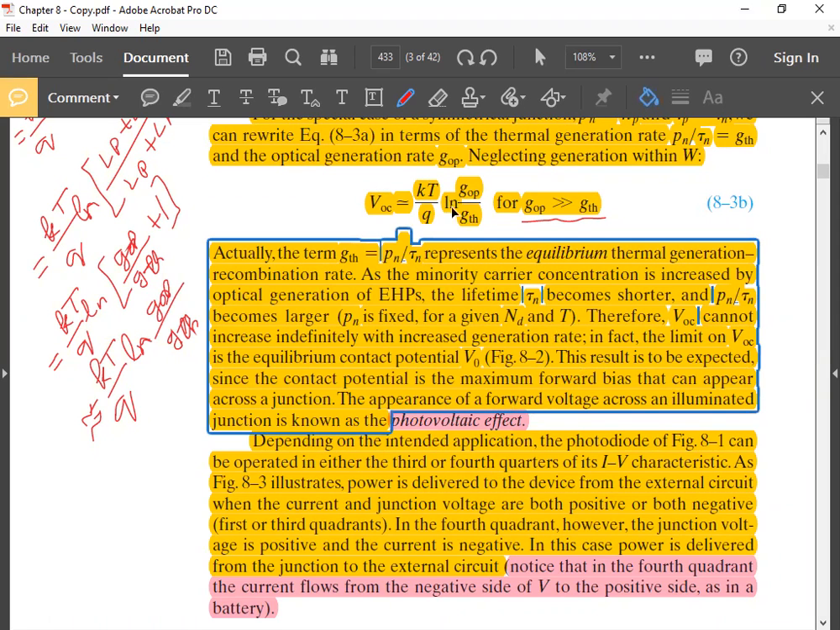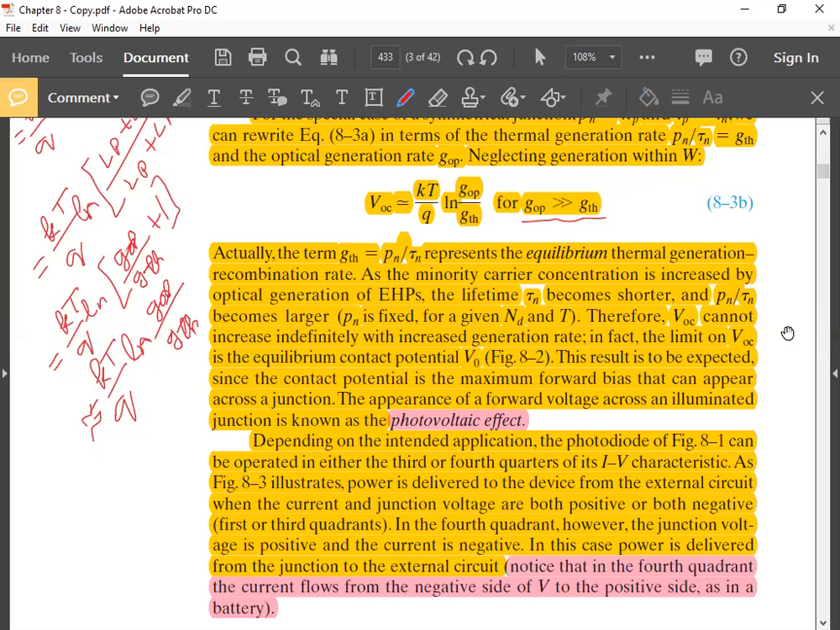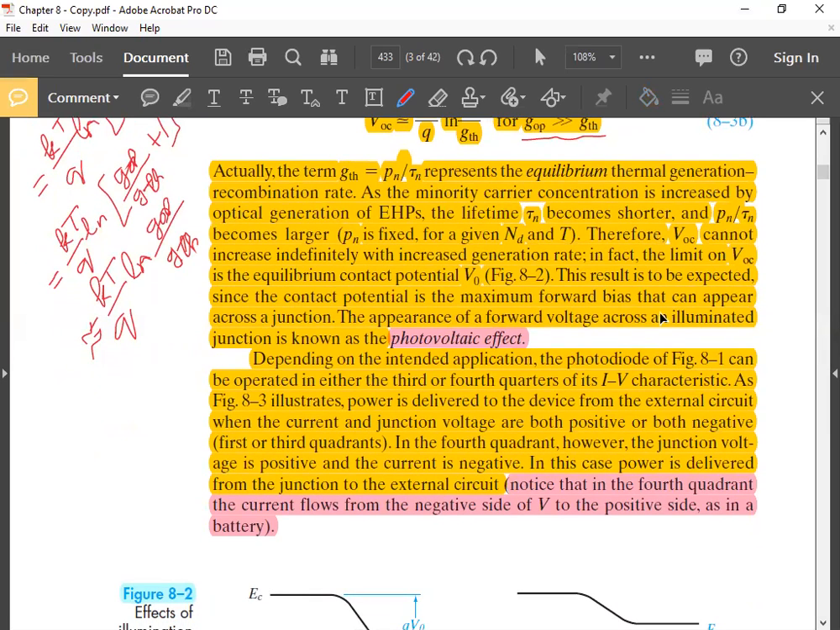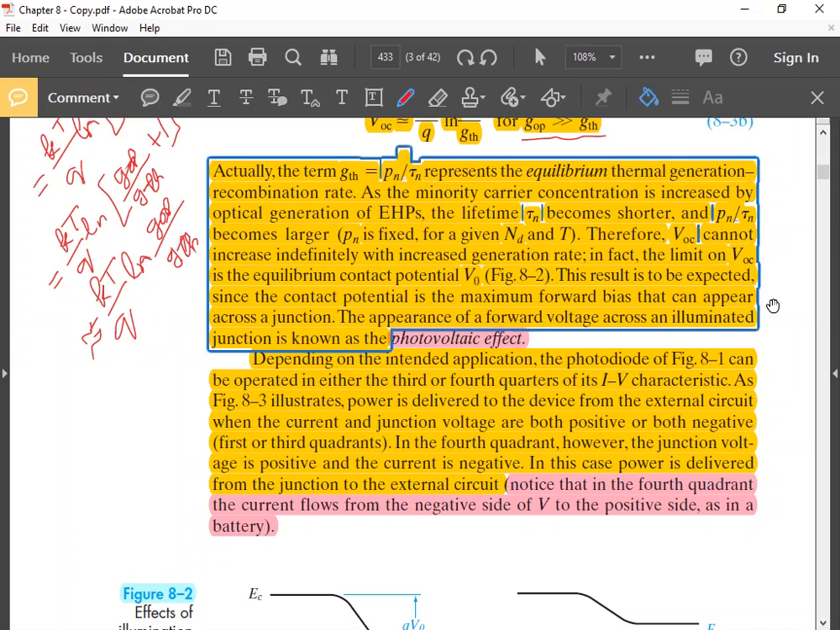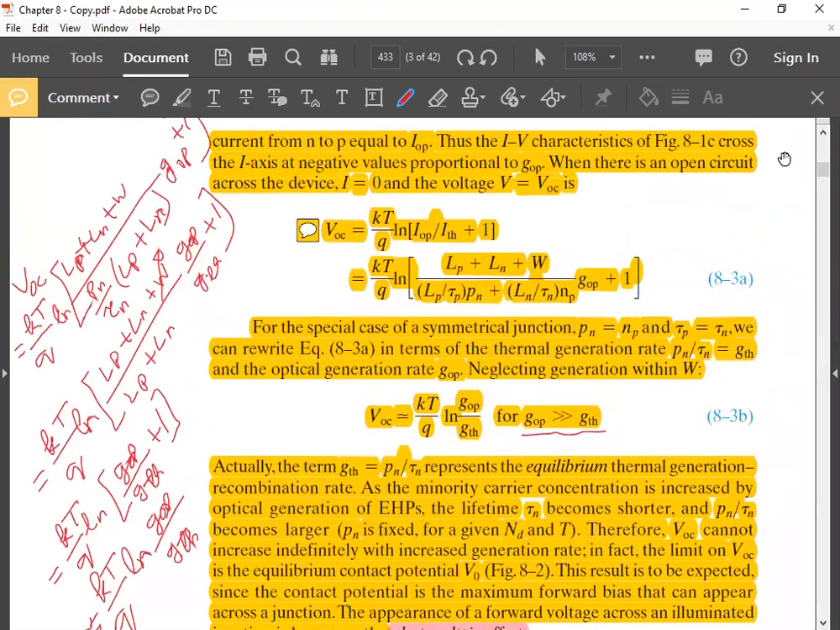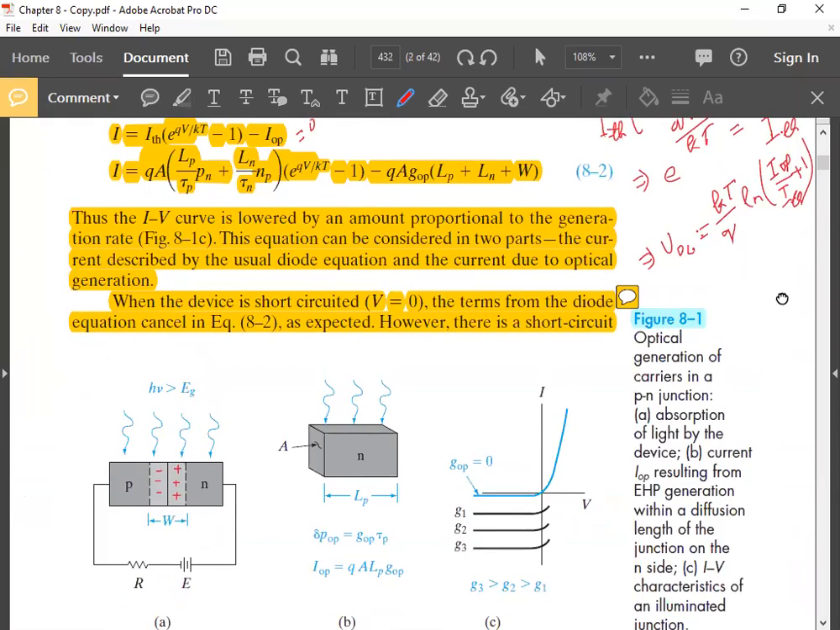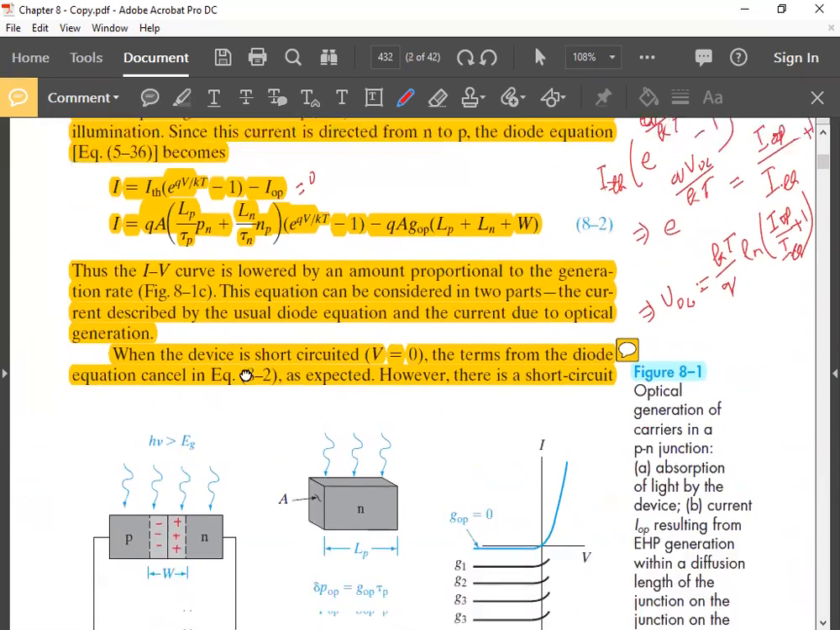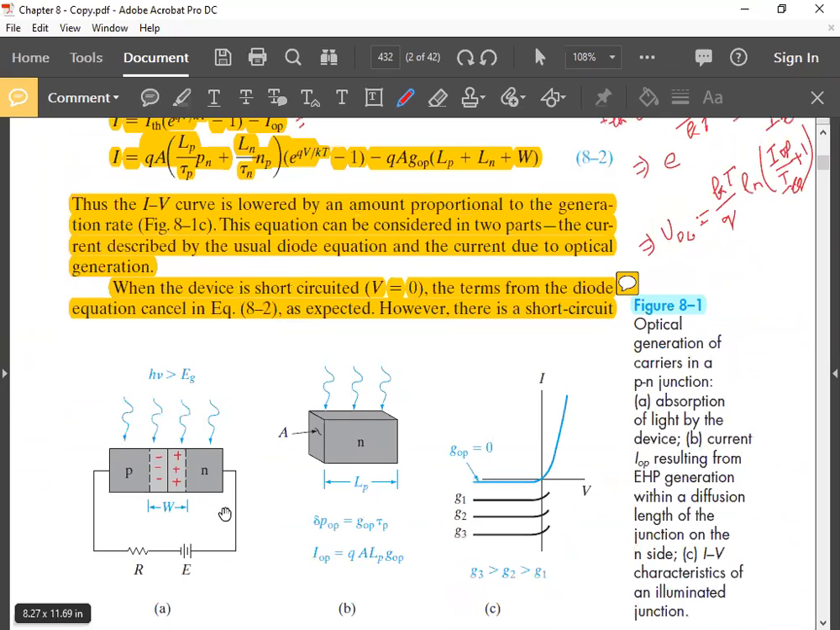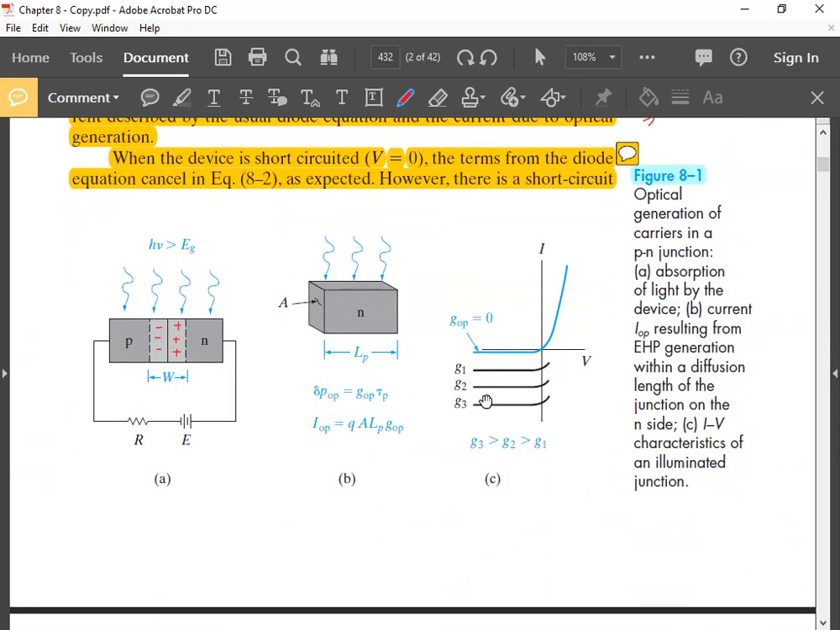So this creation of VOC, forward voltage due to illumination of a PN junction, is called the photovoltaic effect. Up to this, any question? Understood? Here you can understand, when we short the illuminated photodiode, we have a short circuit current, and that current depends on GOP, the illumination level.